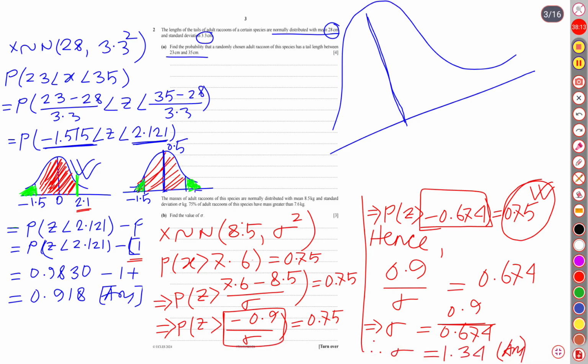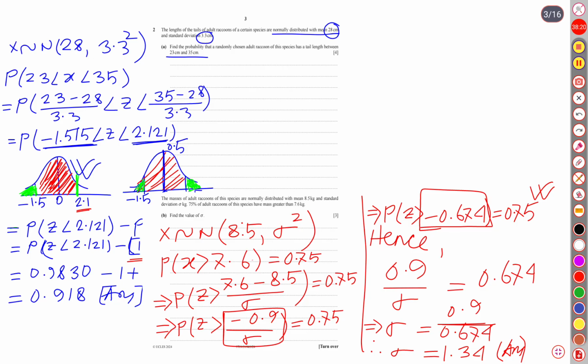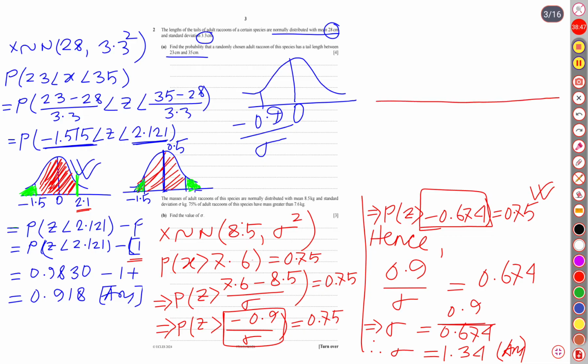Okay, we will have to draw actually two curves, for better clarification. So one curve is this one, where our z score is negative, negative 0.9 over sigma. Okay, this is 0, the central line. Then for the second one, which one is our probability here? It is z greater than, look at this, the symbol is greater than, that means this portion is our probability, which is 0.75.